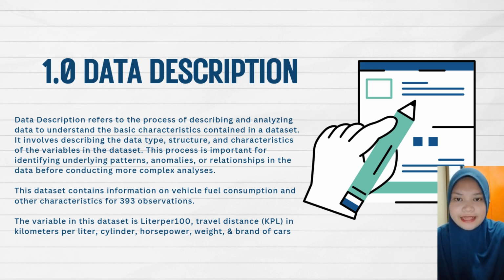This data set contains information on vehicle fuel consumption and other characteristics for 393 observations. The variables in this data set are liter per 100, travel distance KPL in kilometers per liter, cylinders, horsepower, weight, and brands of cars.